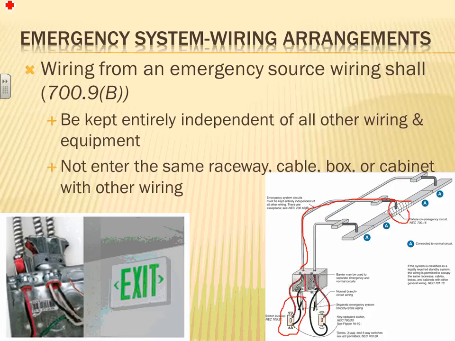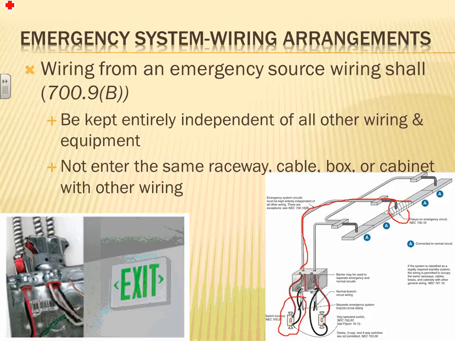The only time where they meet is if they are to enter a light. If this fixture is to be energized from an emergency circuit and a normal circuit, you have a little relay inside it. That's when the two circuits meet, right at the fixture level. Any comments about the separation?